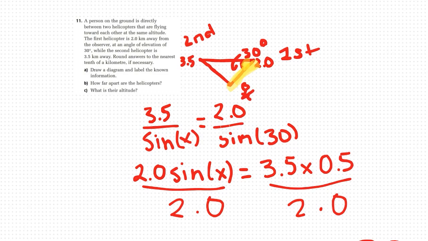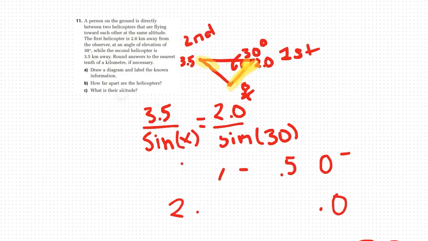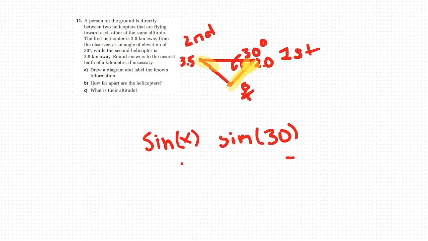So then it would be 3.5 over sine 30, and it equals 2.0 over sine x. So this will be the angle x. See, how far apart means this is the distance. So we don't need this angle, right?